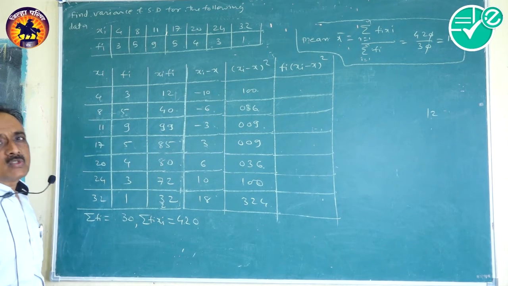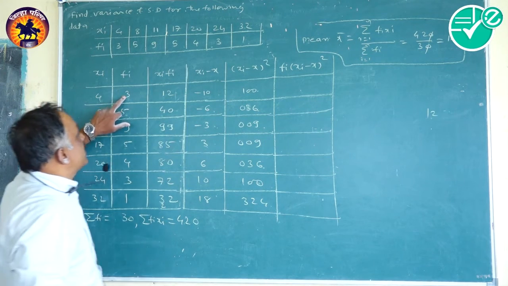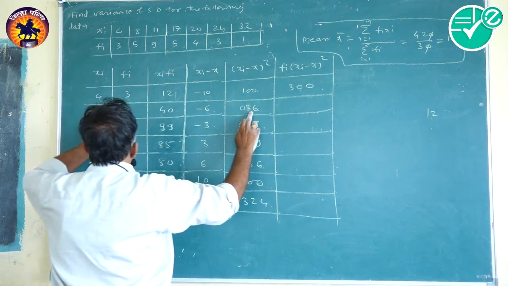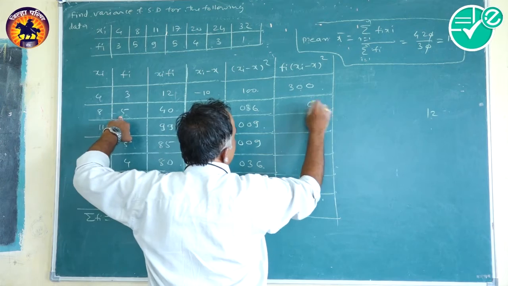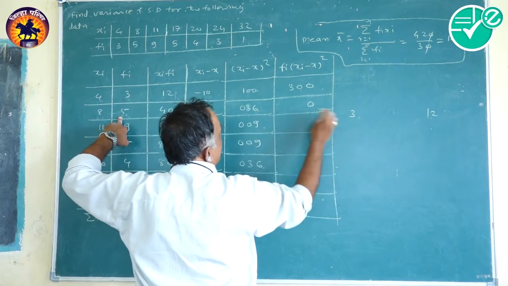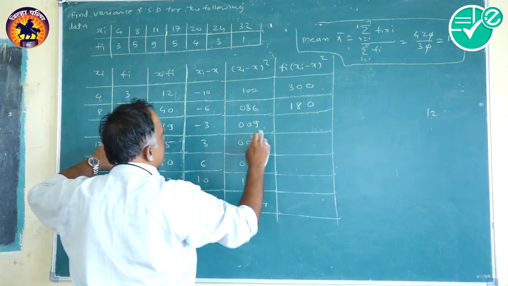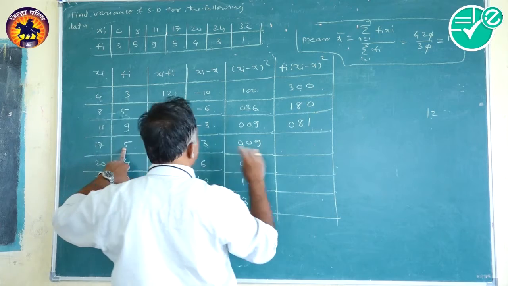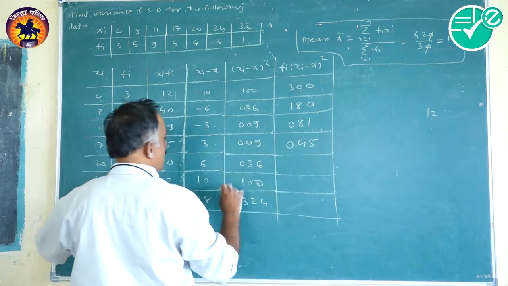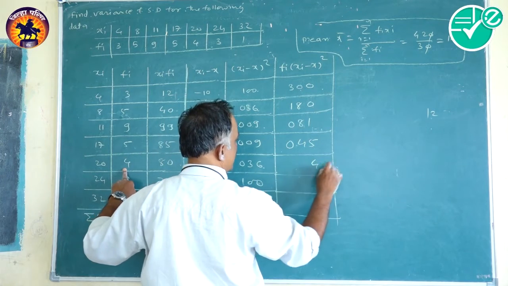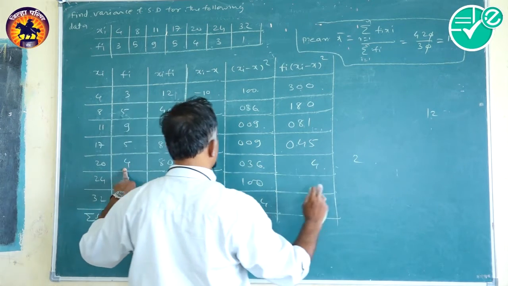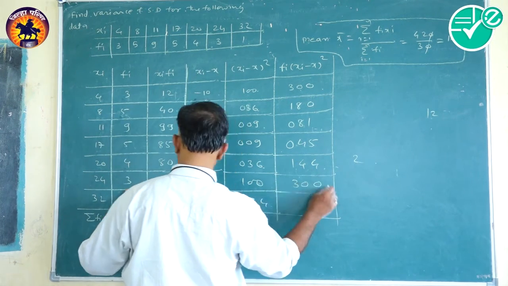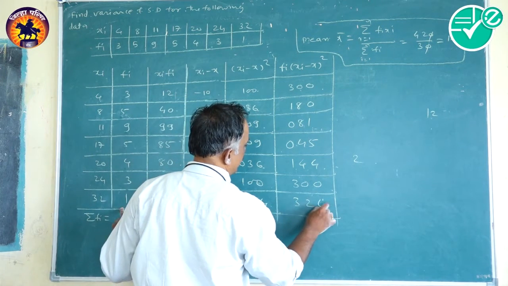xi minus x bar whole bracket square, which we have got, now I am going to multiply by the frequency. Here frequency is 3. 100 into 3, that gives you 300. 36 into 5, 6 fives are 30, 0 carries 3. 5 3s are 15 and 3, 18. 180. 9 into 9, that will be 81. 9 into 5, 45. 4 into 36, 24, carries 2. 4 into 3, 12. 12 plus 2 will be 14. That is 144. 3 into 100, once again 300. And 1 into 324, that will be 324.